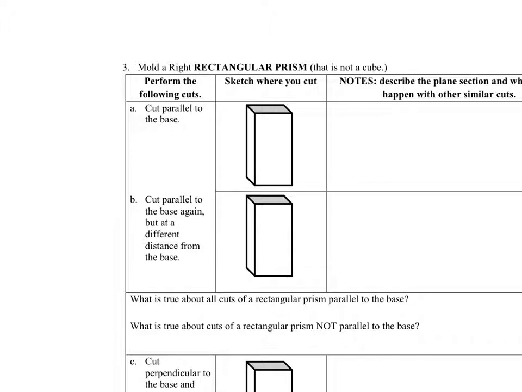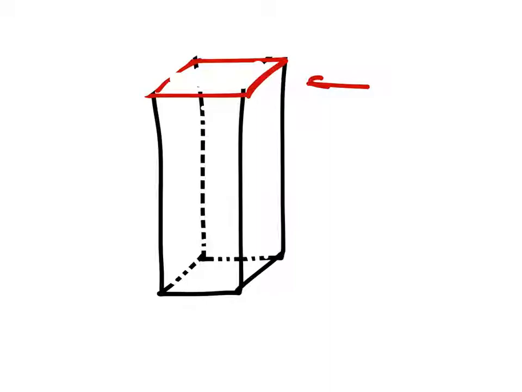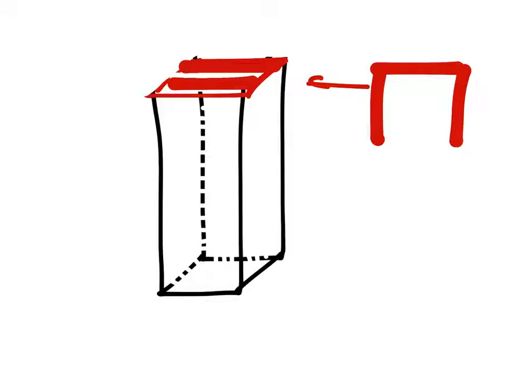Alright, this one says cut parallel to the base again, but at a different distance from the base. Let's go ahead and do that. Last time I cut it about right here. Do you want me to be closer to the base or farther away this time? Farther, okay. So I'm going to cut it towards the top up in here. This is going to be parallel, so I'm cutting straight horizontally. That would give me some kind of shape like these. Let's clean it up. That gives us this cross section right here, which appears to be a square.